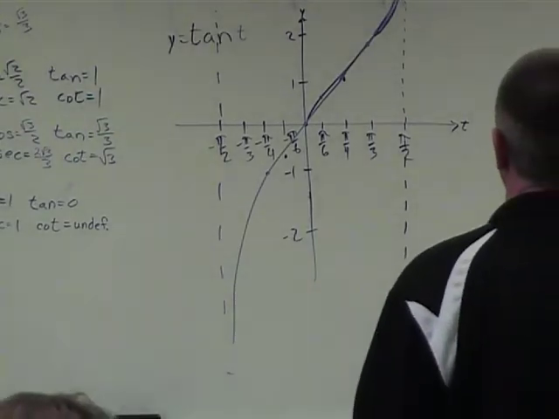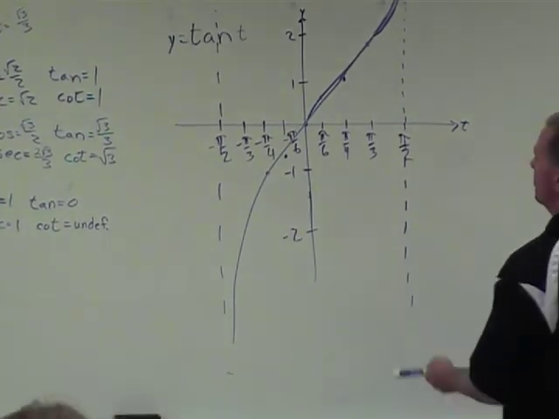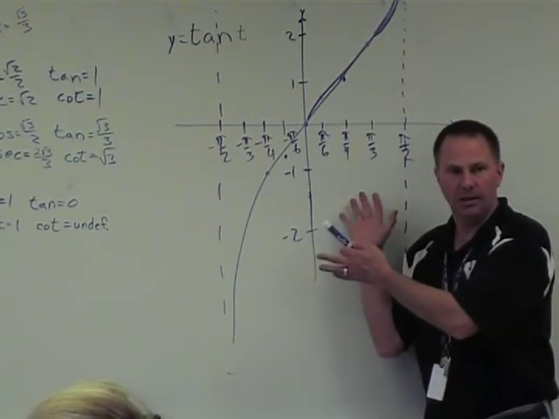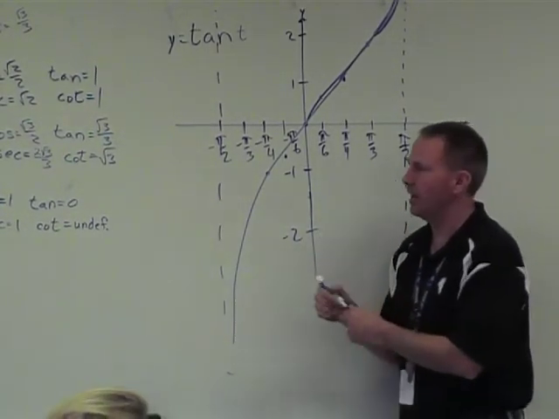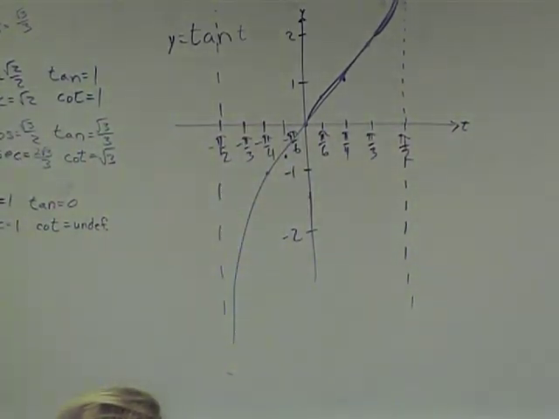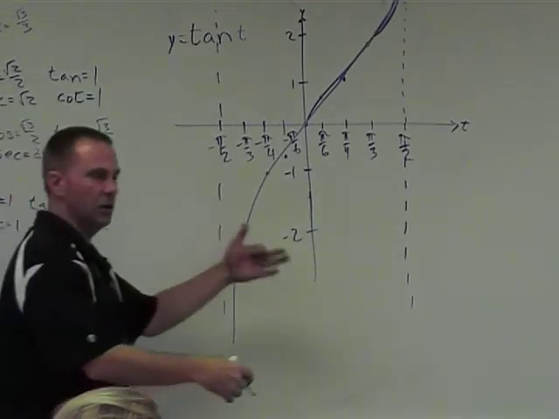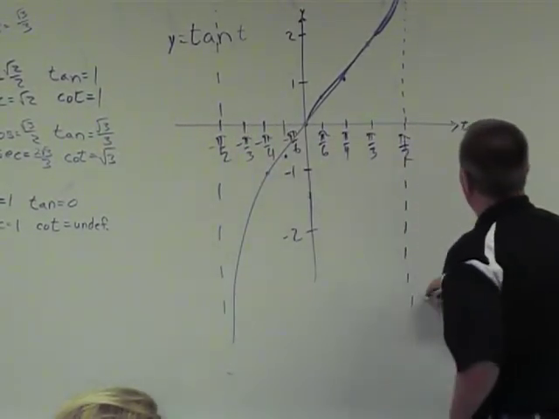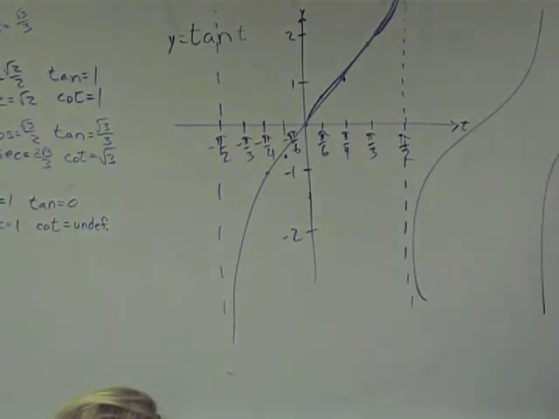Okay, so what you're seeing is the repetition of the period. Just like the sine function keeps going in a wave, and the cosine function keeps going in a wave, the tangent, the cotangent, the secant, the cosecant are all going to repeat. That's what the tangent function looks like.